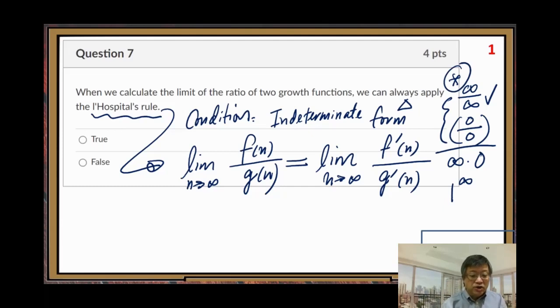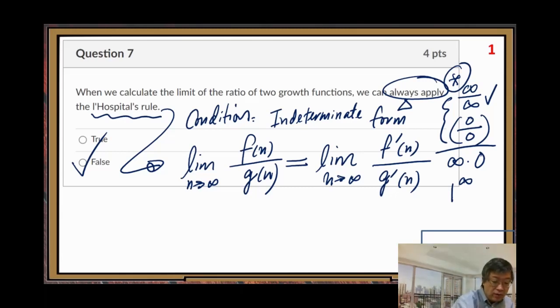Next question is, can we always apply the L'Hôpital rule? With that background, your answer is false. Sometimes we cannot apply it. The reason is very simple. It may not be in indeterminate form. The ratio of the two functions may not be in indeterminate form, right? So that's one situation.